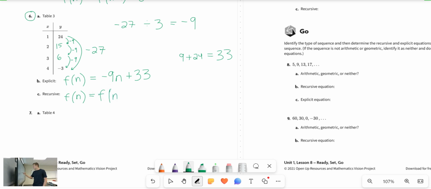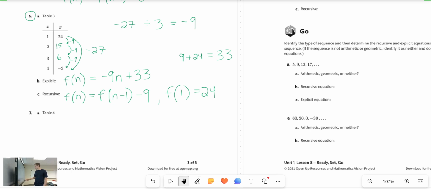F of n minus 1. And then what are we doing each time? We are subtracting 9 each time. That's all we need, right? Is take the previous step and take away 9. But then we need to know that the one step we do know is that f of 1 equals 24. Right? Okay, and we are done with number 6.